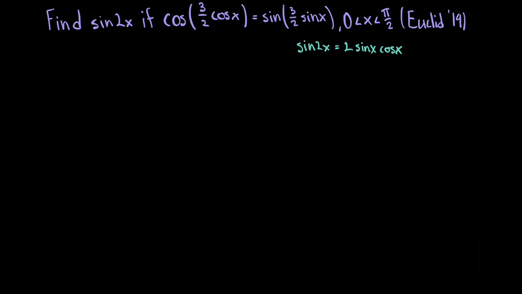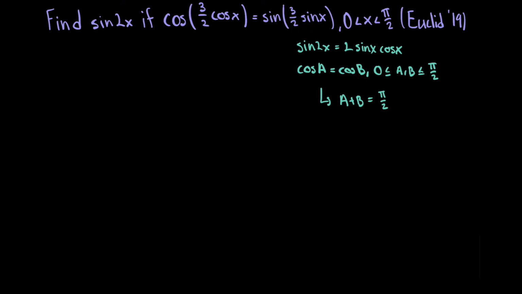When I saw cosine of something is equal to sine of something, it made me think of the complementary angle formula. This formula basically says that if we have two angles A and B, and we're told that cosine of A is equal to cosine of B, and also 0 is less than or equal to angles A and B, which is less than or equal to pi over 2, which is just 90 degrees if you didn't know, then in that case, we could say that A plus B sum up to 90 degrees, or pi over 2. So we have in our question cosine of 3/2 cosine x, which would be our A term in this case, and sine of 3/2 sine x, our B term in this case.